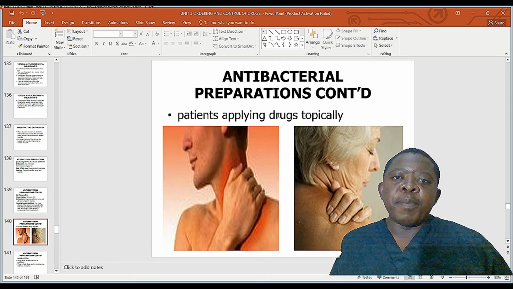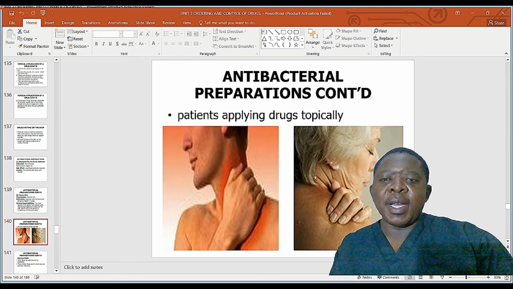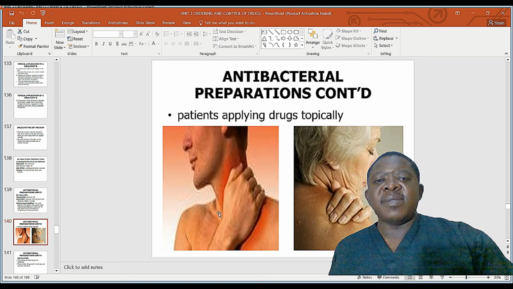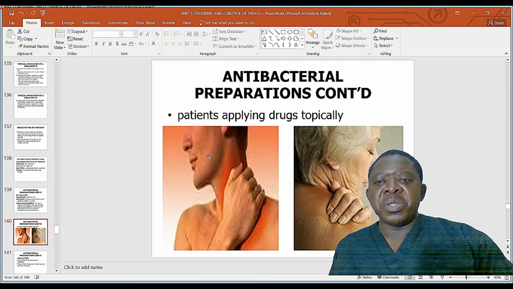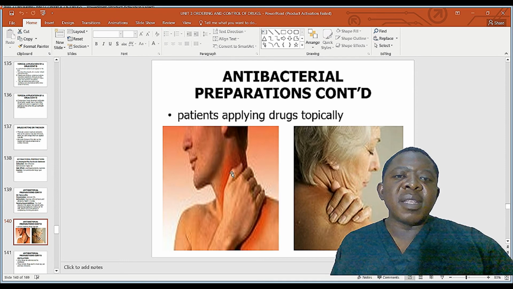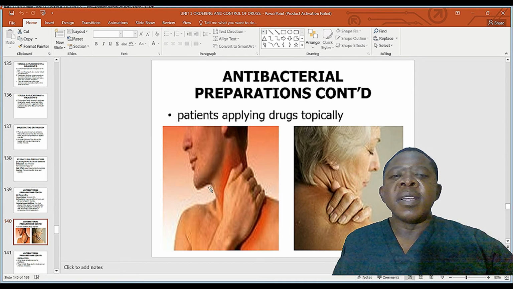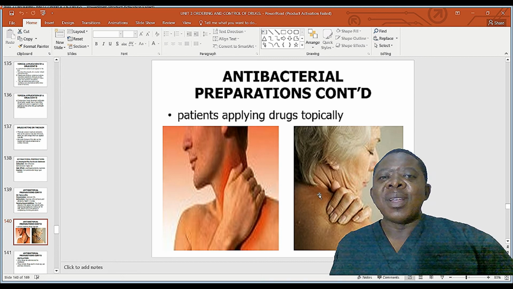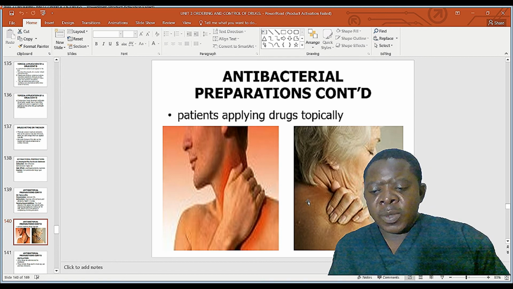Okay, patients applying drugs topically. So here it's just an illustration of someone who's trying to apply a drug topically. Of course, the gentleman here is applying it after pain. Okay, so he's applying a topical drug.